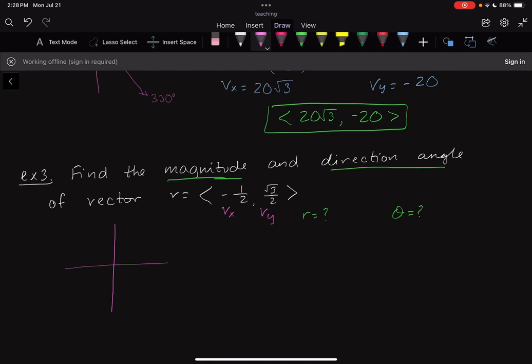A negative x and a positive y is going to put me in quadrant 2. What that's going to mean is that when I find my theta, theta needs to be in quadrant 2. So I'm going to put a little note here.